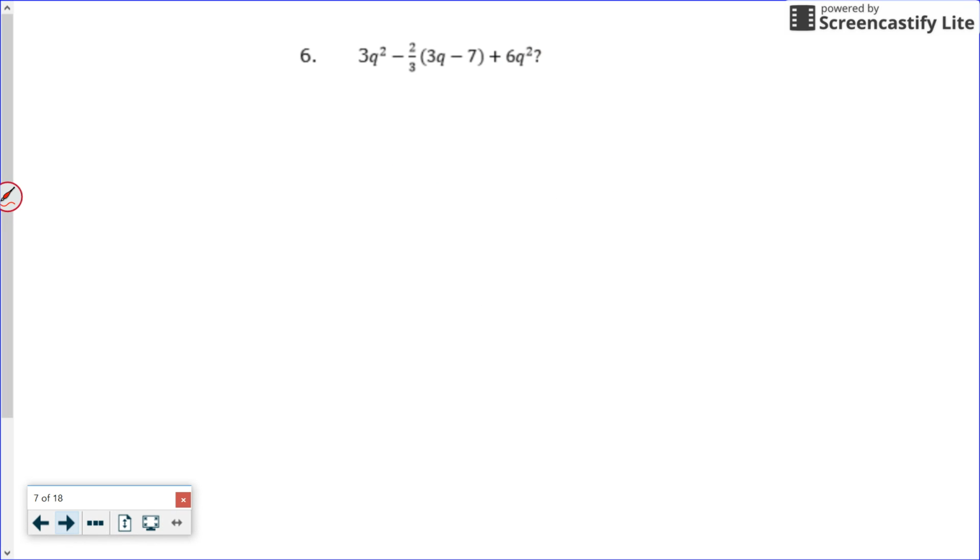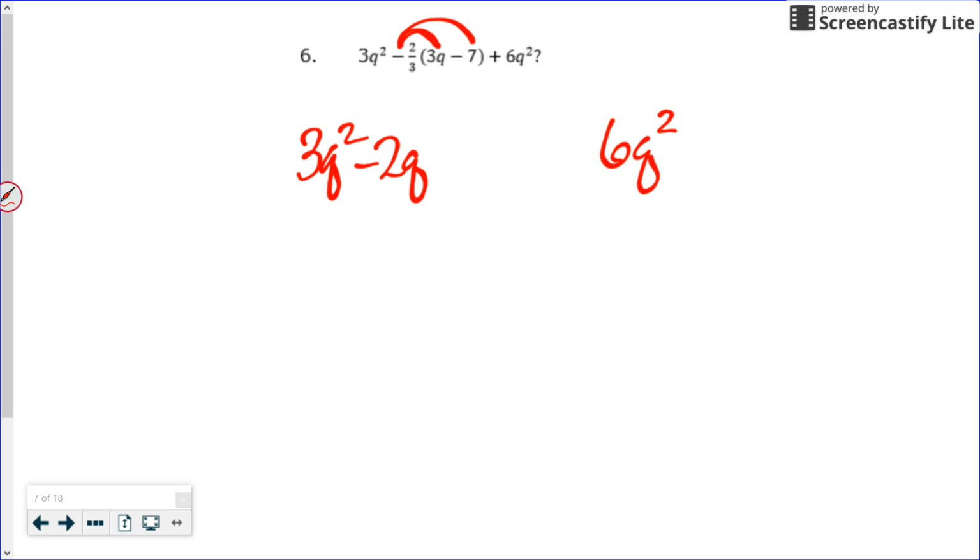Number 6. Again, for this one, the 3q squared and the 6q squared, nothing's happening with them. All we're really doing is multiplying this negative 2/3. So negative 2/3 times 3q would be negative 2q. Negative 2/3 times negative 7 would be positive 14/3. If fractions aren't your thing, don't stress out. You can plug that straight into your calculator. Negative 2/3 times 3, and your calculator will tell you it's negative 2.